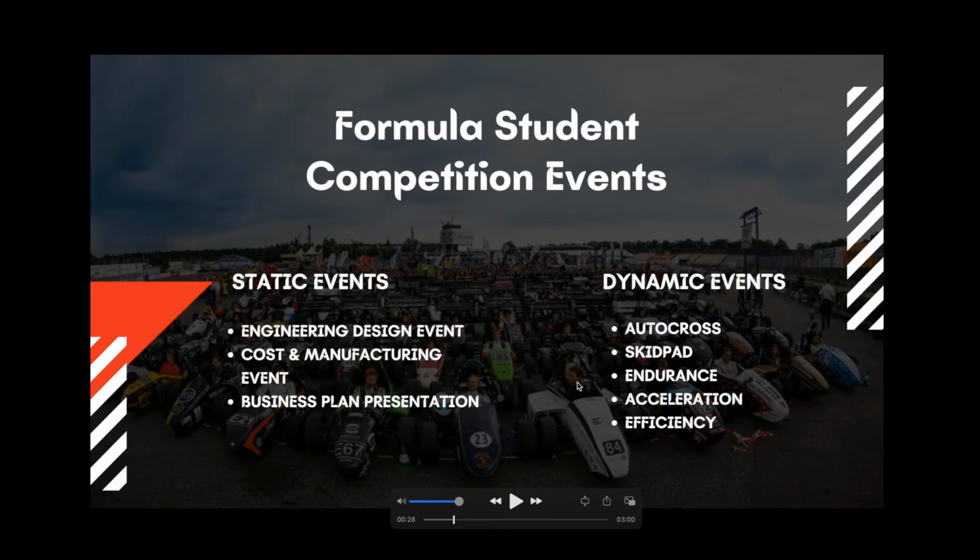But the more fun part is the dynamic events. The dynamic events involve the car directly, where you have autocross, skid pad, endurance, acceleration, and efficiency tests performed on the car. So you move the car around the track, and they judge you with the times and everything. And this is exactly what we do in the Formula Student competition. I'm sure some of you might have even seen the videos that were spammed on the orientation groups, which showed us performing at those events in the international competitions. This is exactly what you're talking about. And we now move on to the next slide.